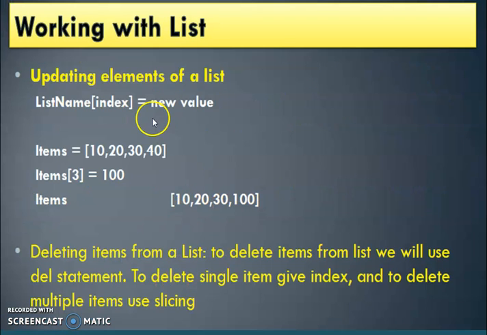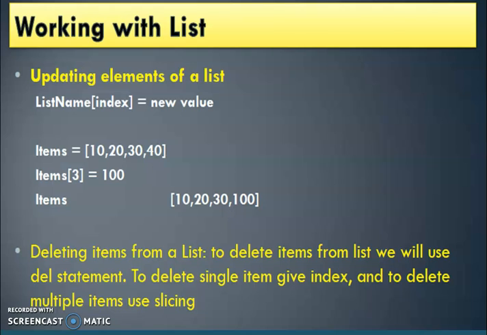Next one, updating elements of a list. Updation means changing. Here, list name of index is equal to new value. This is the syntax to update elements of a list. List name of index, here you can specify the index number. See here, items is equal to 10, 20, 30, 40. items[3] means 3 is the index position, so the element at that position is 40. So items[3] = 100 means this 40 will be replaced by 100. When you print items, you will get the output as 10, 20, 30 and 100.